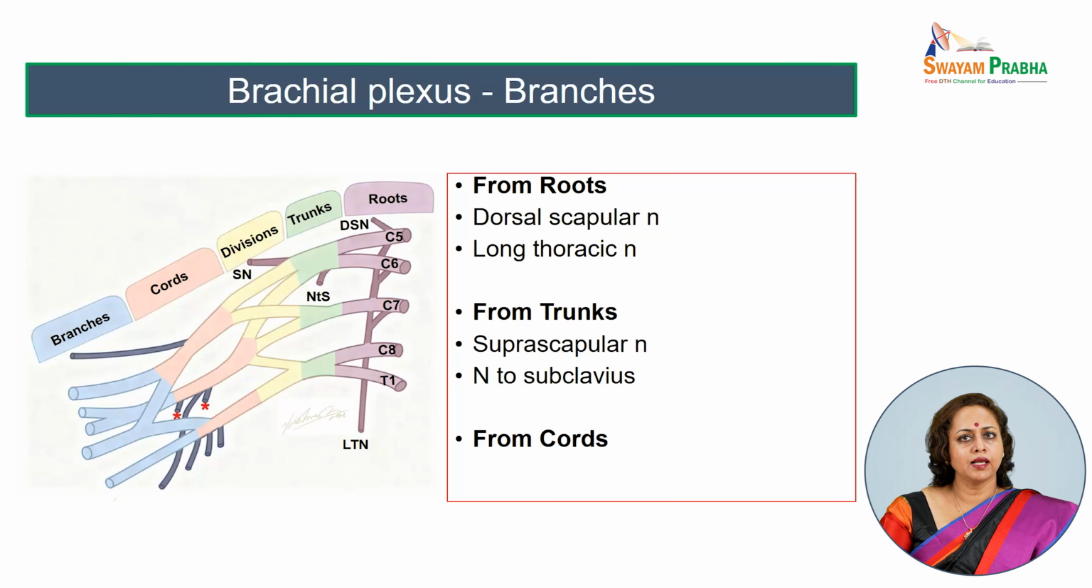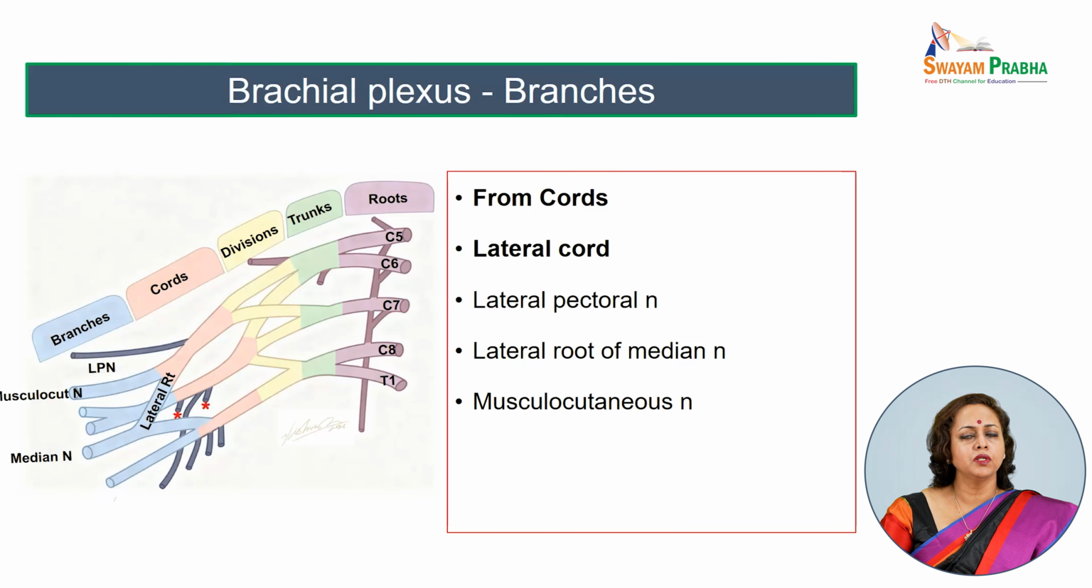Now, let's look at the next slide showing us branches from the cords. We're going to do one cord at a time. So, we start with the lateral cord. So, this is the lateral cord. It gives off the lateral pectoral nerve which goes to supply the pectoral muscles, the musculocutaneous nerve which supplies the biceps, the coracobrachialis, and also it has cutaneous nerve supply. Then it gives off a lateral root to the median nerve. So, these are branches of the lateral cord.